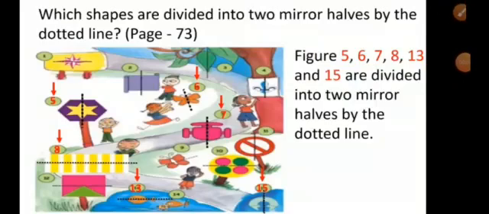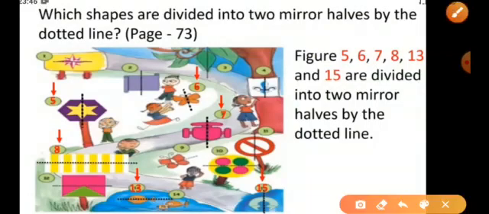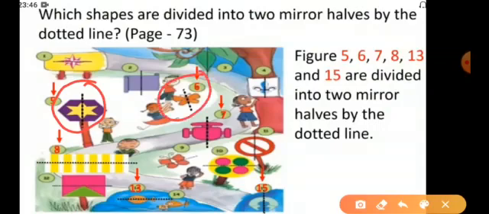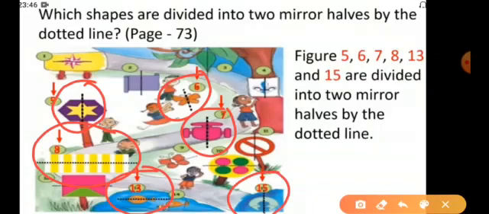Which shapes are divided into two mirror halves by the dotted line? Let us solve. Here figure 5, 6, 7, 8, 13, and 15 are divided into two mirror halves by the dotted line.